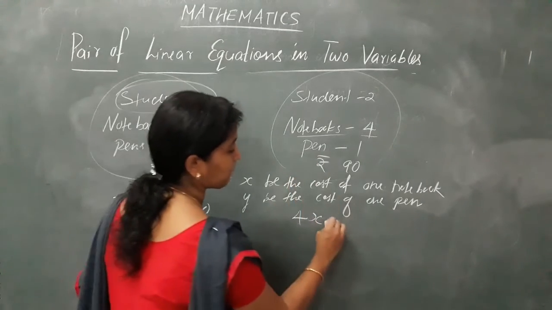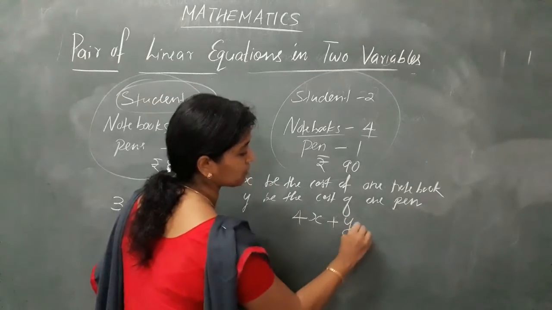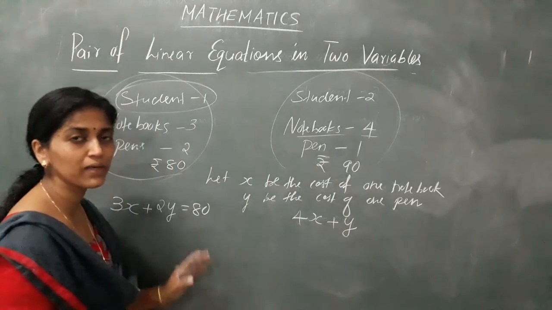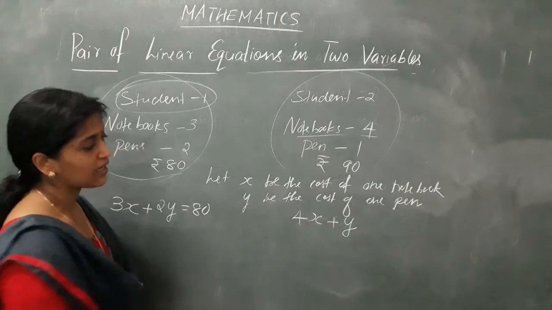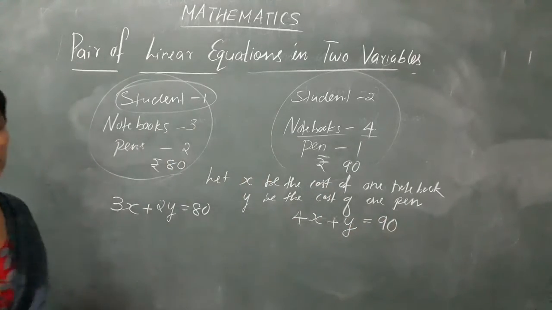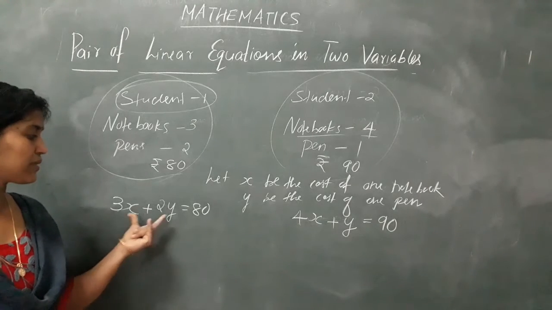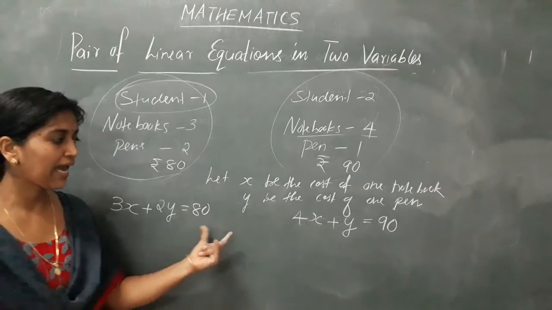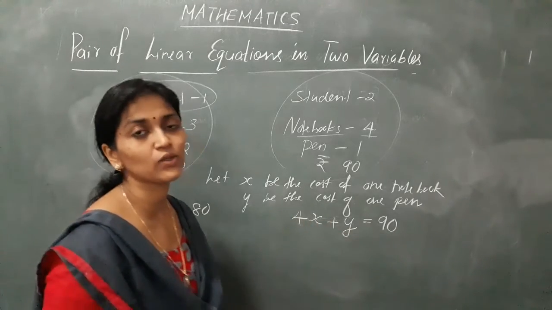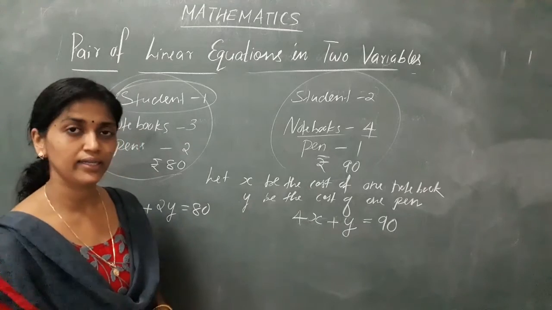And next, the pen: they are buying the same model of pen. So it is 4x plus only one pen, simply 1 into y, that is y. That is equal to the total cost, that is 90. So we got 2 linear equations from here. One linear equation is 3x plus 2y is equal to 80, and here 4x plus y is equal to 90.